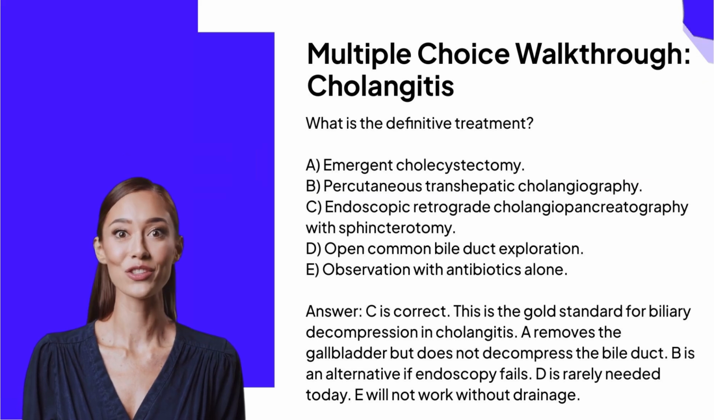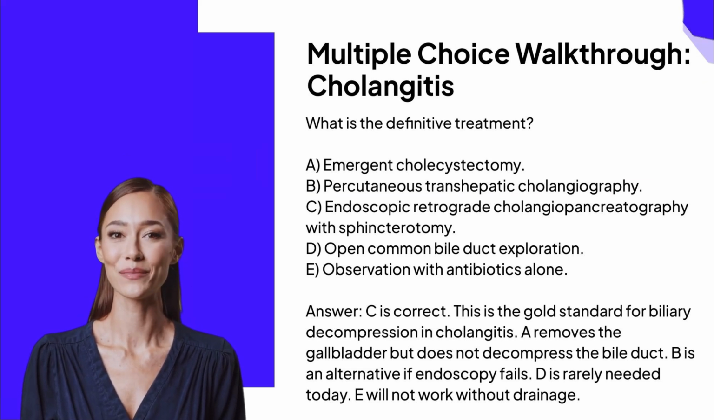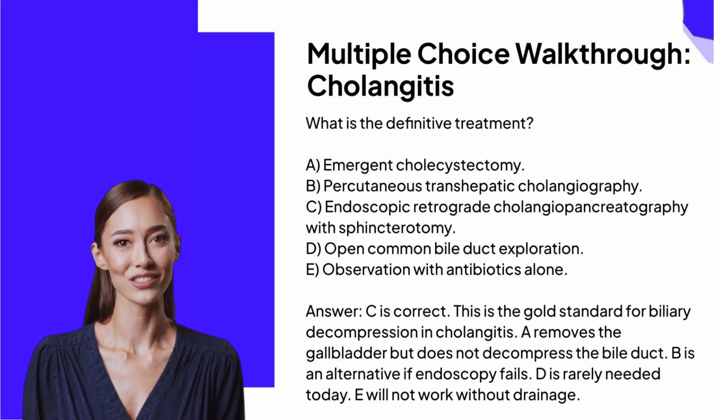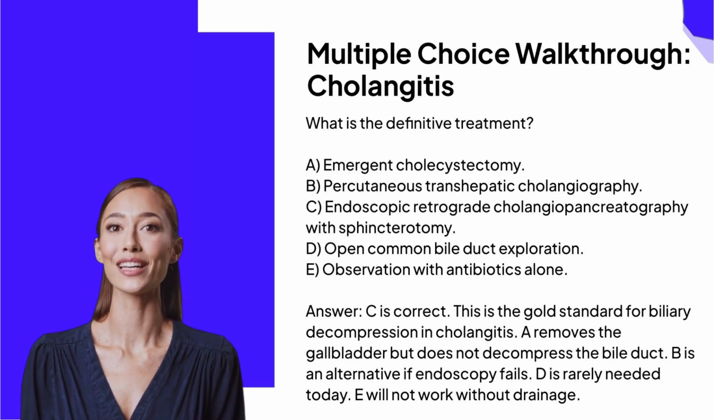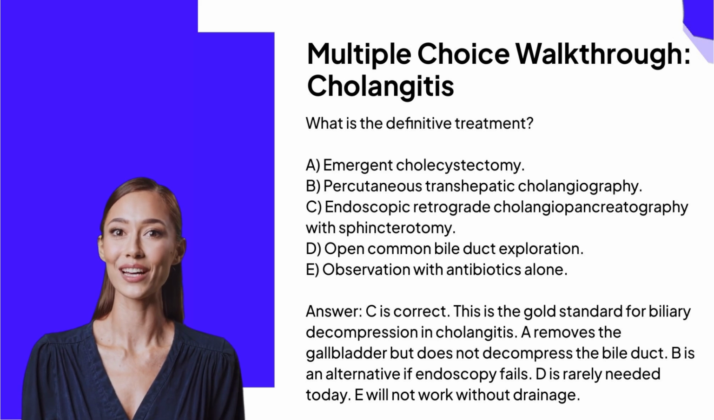Let's walk through the multiple choice for definitive treatment. Option A. Emergent cholecystectomy removes the gallbladder but does not decompress the bile duct. Option B. Percutaneous transhepatic cholangiography is an alternative if endoscopy fails.